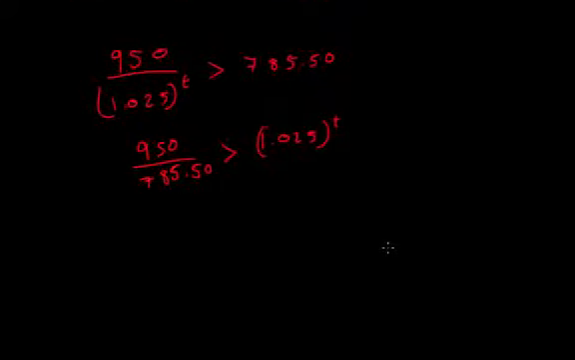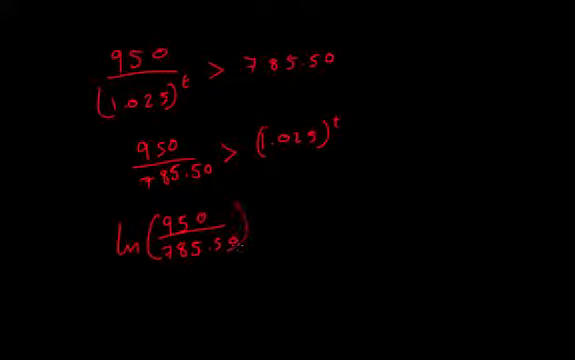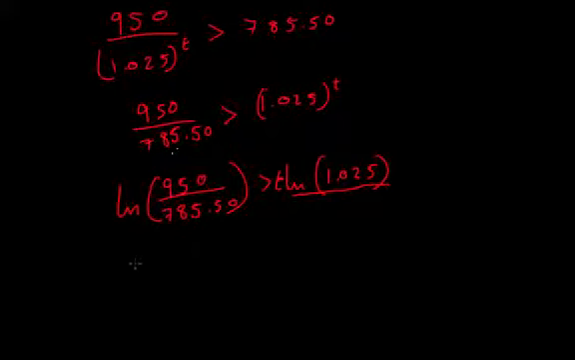Then I'm going to take the natural logarithm of both sides. So I'm going to get ln of 950 over 785.5, and that's going to be greater than ln 1.025 to the power of t, but that's a rule that I can use, I can bring the t down and multiply this log of 1.025 by the t over here. And then I'm just going to divide both sides by this bit, ln 1.025.